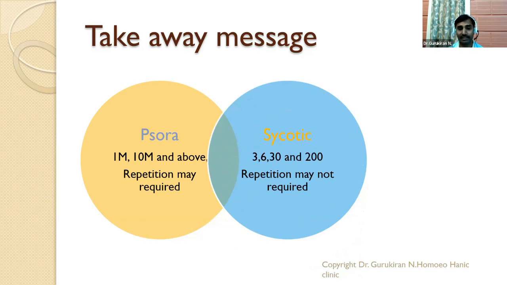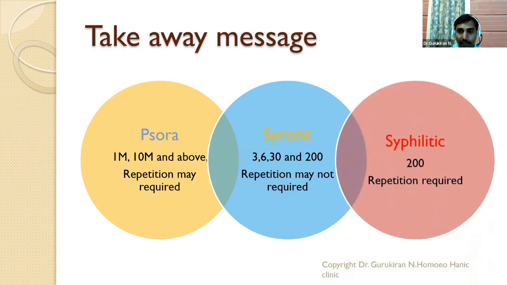Especially in psychotic cases, lower potency has to be used: 3, 6, 30 and 200. Repetition may not be required because we have to wait for its full action after prescription of the right remedy and the right dosage, especially in psychotic cases, in cases with psychotic miasm in the background.